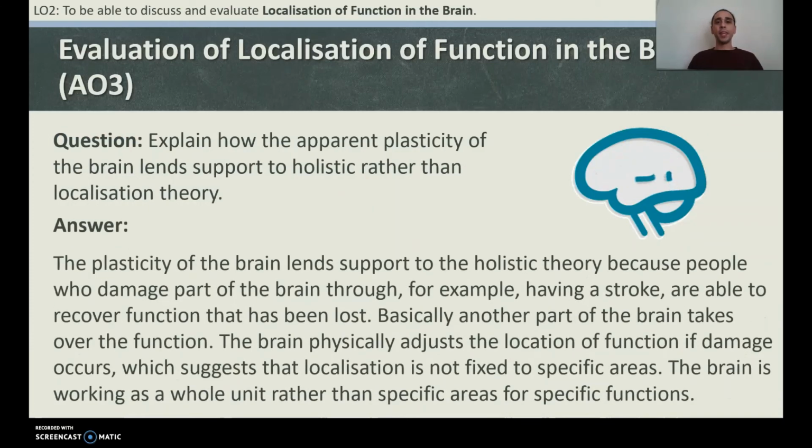Here's the answer. The plasticity of the brain lends support to the holistic theory because people who damage part of their brain, for example through having a stroke, or it might be a physical thing, like someone physically hitting you on the head and damaging part of your brain, are able to recover function that has been lost. So basically, another part of the brain takes over the function. The brain physically adjusts the location of function if damage occurs, which suggests that localization is not fixed to a specific area. The brain is working as a whole unit rather than specific areas with specific functions.